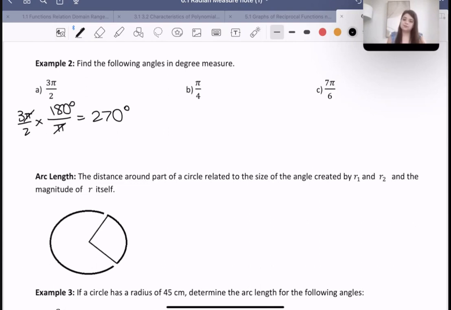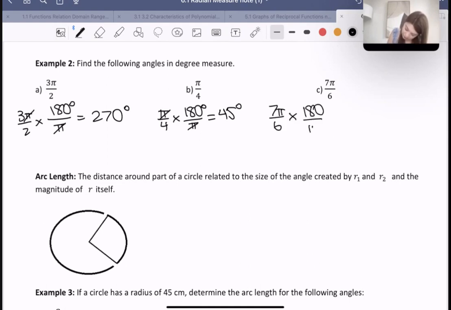Good. For this next one, we're going to say pi over 4 radians times 180 degrees over pi, which is equal to 180 divided by 4. So these cancel out, and that gets us to 45 degrees. All right, and what about this one? 7 pi over 6 times 180 over pi. Well, the pi's cancel, and we just get 7 times 180 divided by 6, which is 210 degrees. And there we have it.